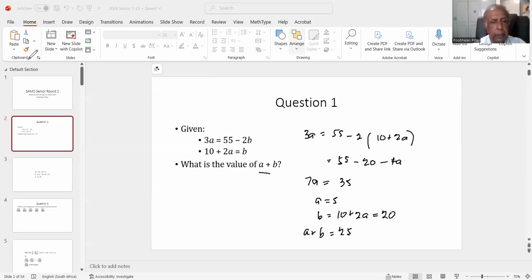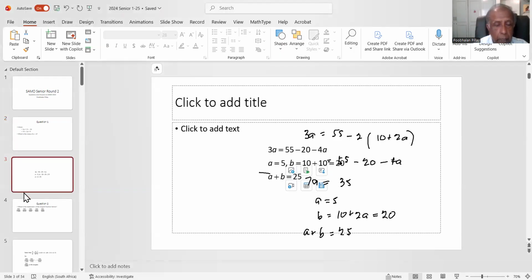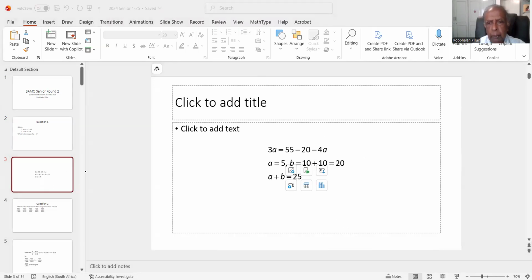We always give the solutions also in typed form. And I'll quickly look at my solutions to check whether my calculation is right. So we see here that A plus B is indeed 25.